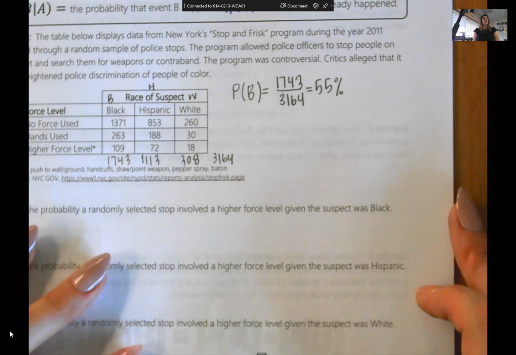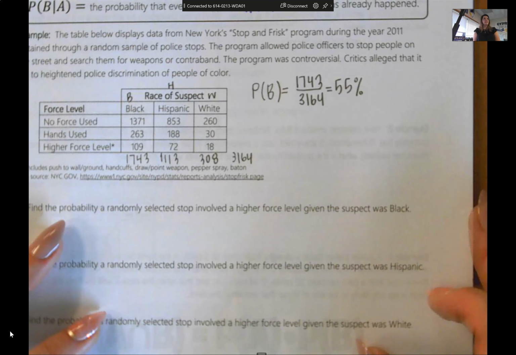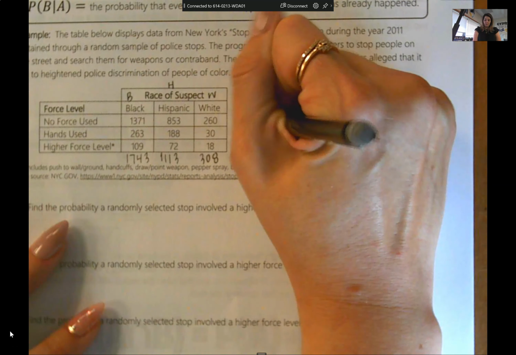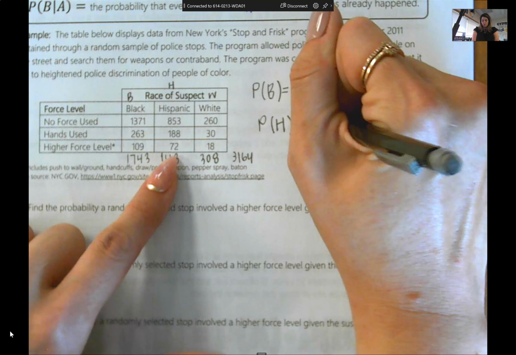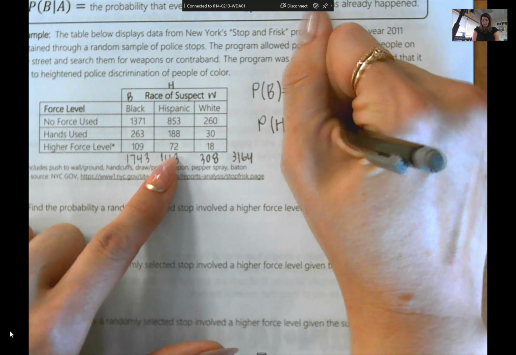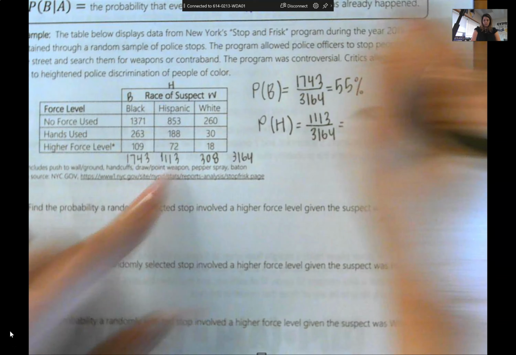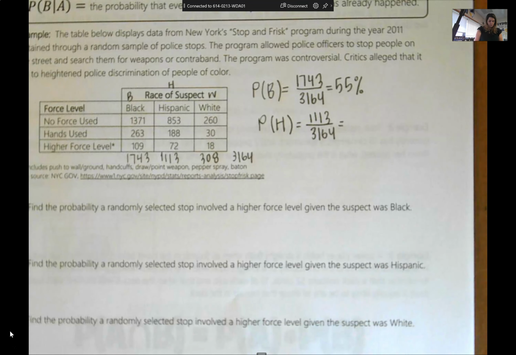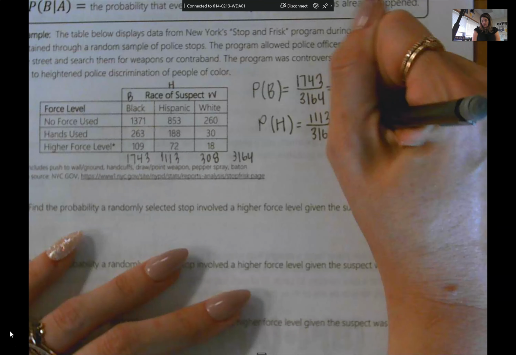So right there, we know that the majority of people that were stopped were of color. So I think that there's some credibility to this idea that this heightened police discrimination. Let's find the probability that they were Hispanic or the percent Hispanic. So 1113 over 3164. I'm getting about 35%.